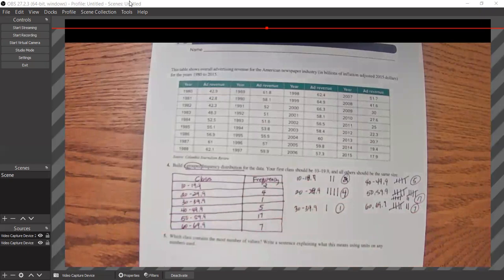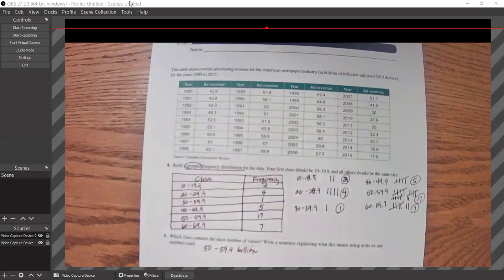So which class contained the most number of values? Well, easily the 50 to 59.9 billion in annual revenues. Got the most number of years between 1980 and 2015. So write a sentence explaining what this means.